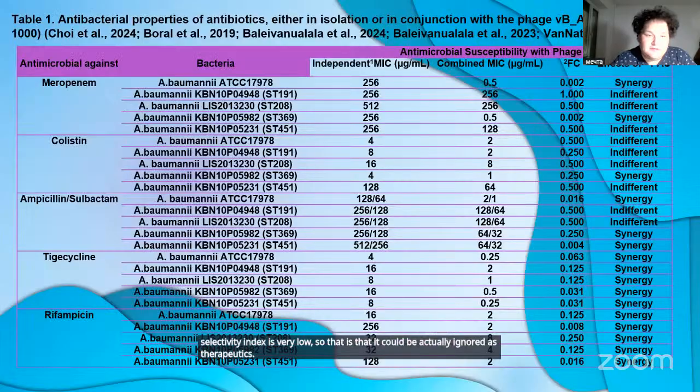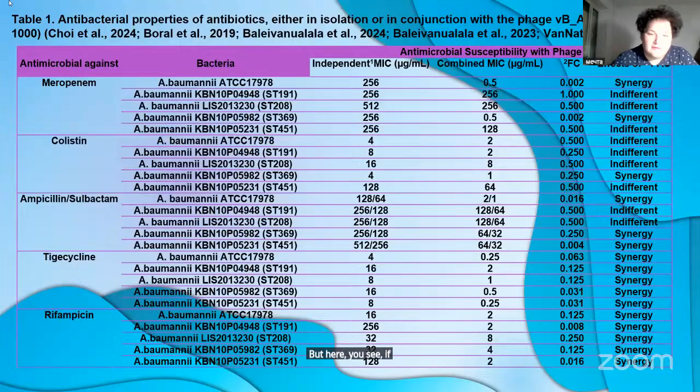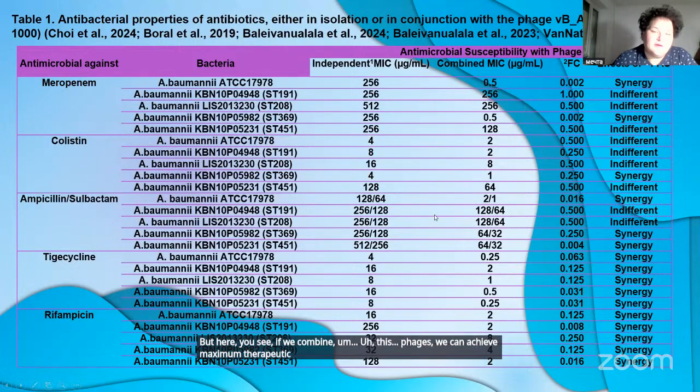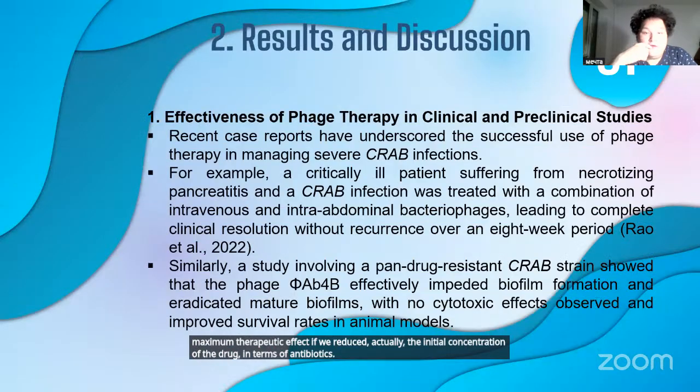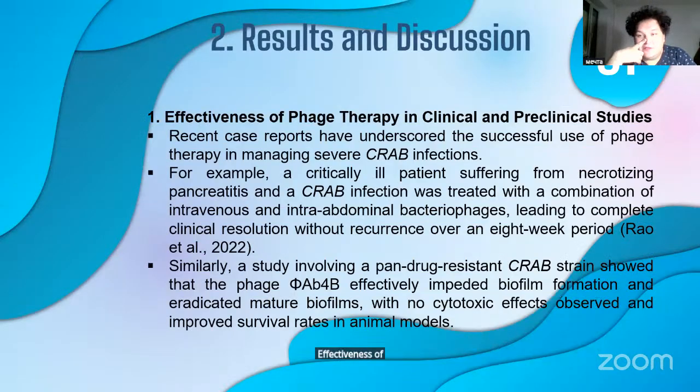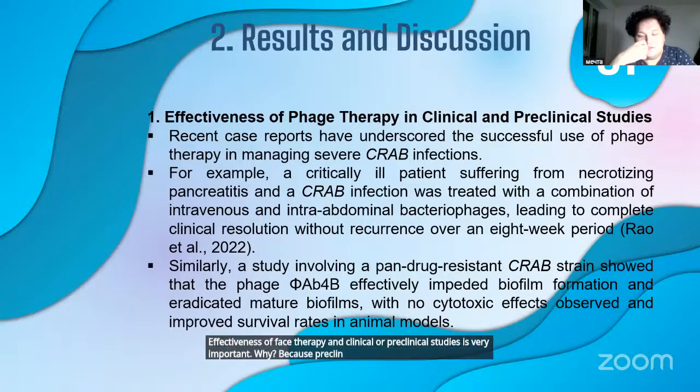But here you see if we combine it with phages, we can achieve maximum therapeutic effect while reducing the initial concentration of the antibiotic drug. The effectiveness of phage therapy in clinical or preclinical studies is very important. Why? Because preclinical studies are actually the pre-phase for everything.